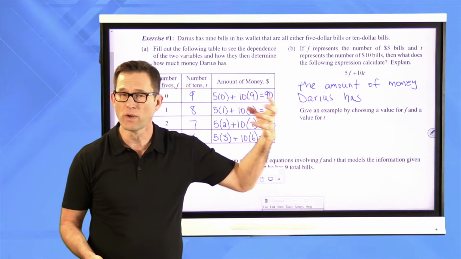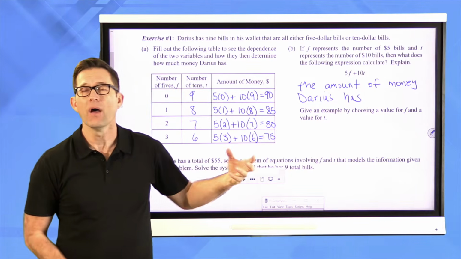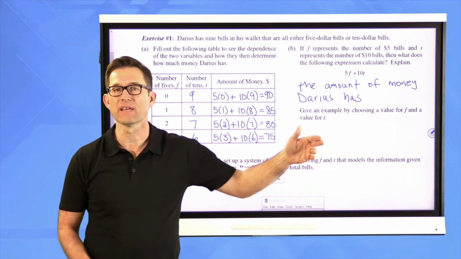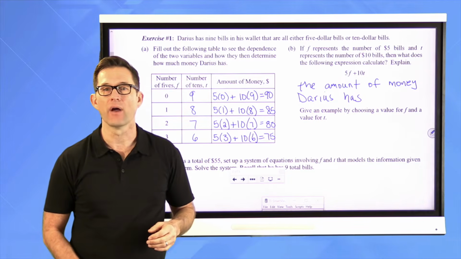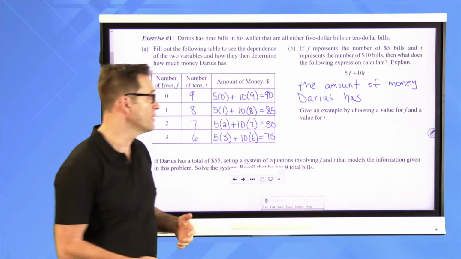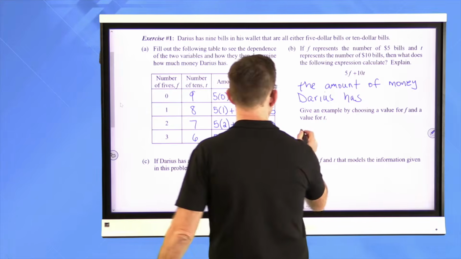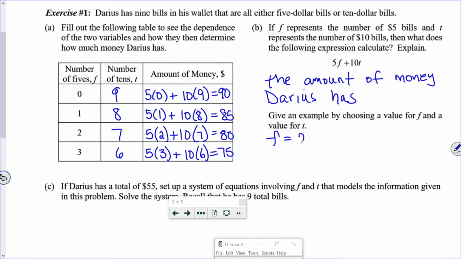Right? Because it's really that. All right. Now, the second part of letter B says, give an example by choosing a value for f and a value for t. So for instance, we could even just go back to this table. If the number of 5s he had was 2, and the number of 10s he had was 7, then I'd have 5 times 2 plus 10 times 7, and I'd have $80.